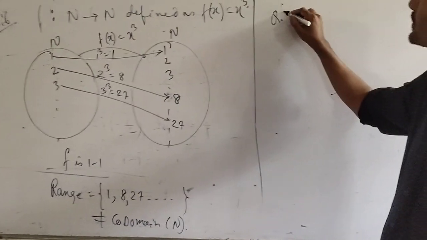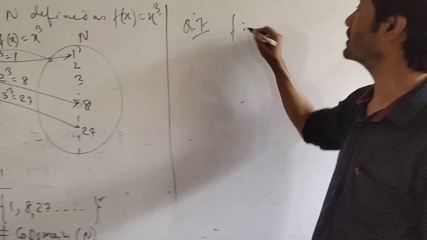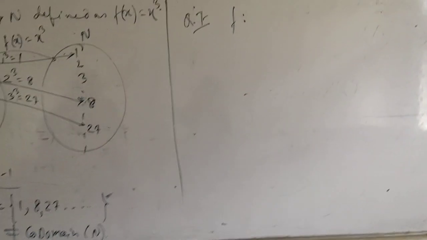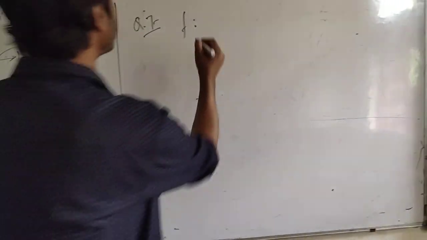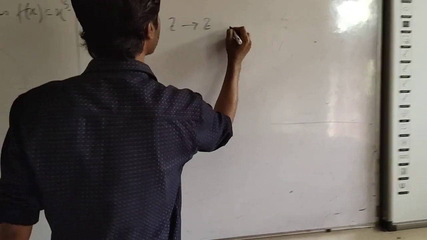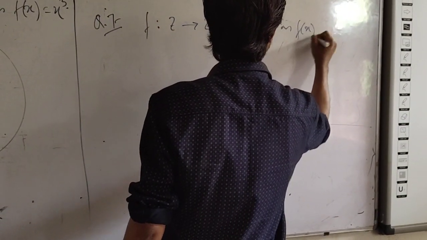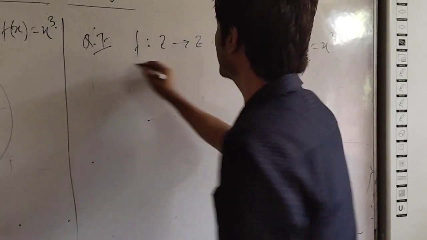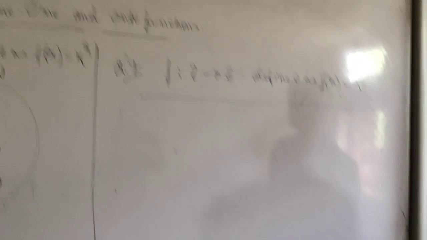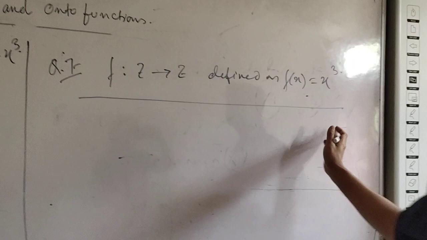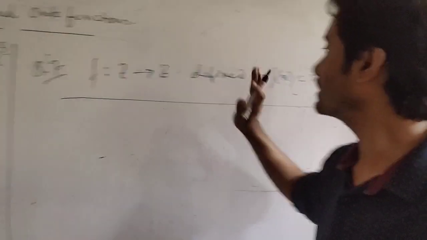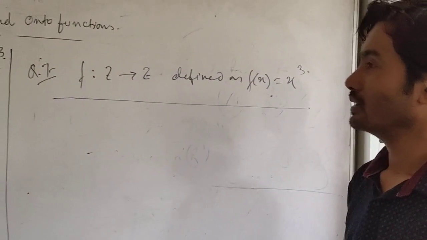And the last one, f is a function from Z to Z, defined as f(x) equal to x to the power 3. This is another simple function which is from Z to Z, defined in this way.